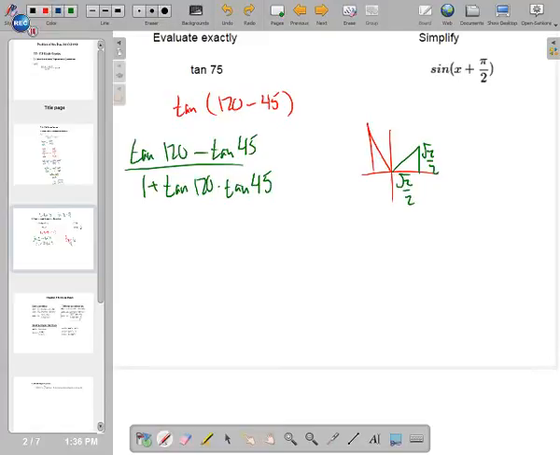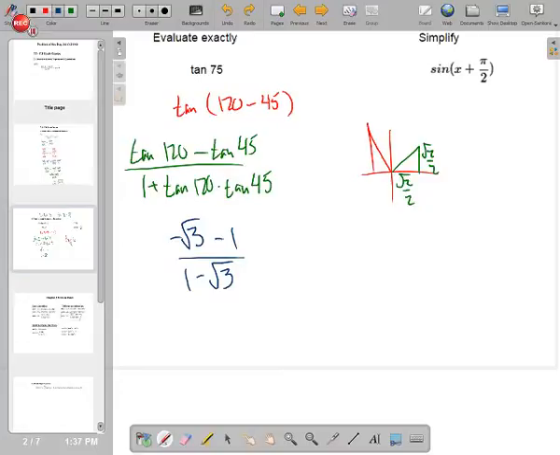So the tangent of 120 in the second quadrant, tangent negative, it's negative radical 3 minus the tangent of 45 is 1 over 1 plus negative radical 3, which I'm going to write as 1 minus radical 3. And again, times 1 is just going to still be radical 3. So this is radical 3, this is 1. When you multiply them, you get radical 3.